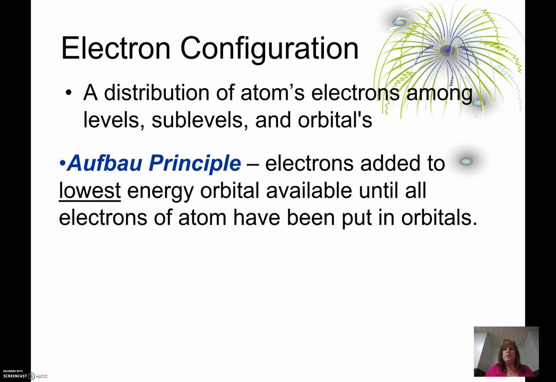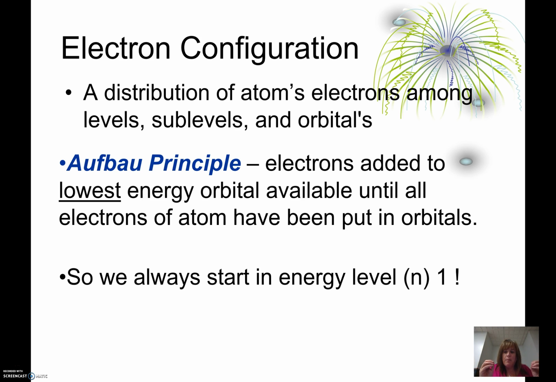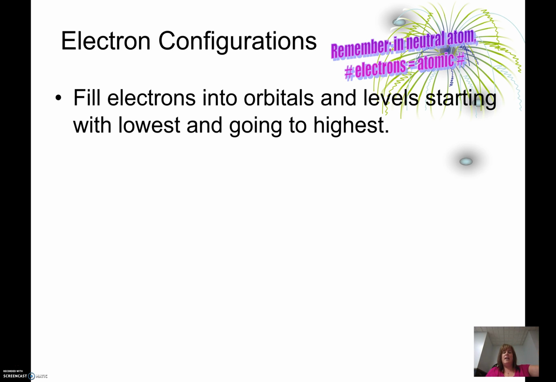Well, we have a principle. It's called Aufbau's principle. And it tells us that electrons are added to the lowest energy level possible, and we fill in there until we run out of electrons. So we start at the bottom, which would be our n equals 1, or that principal quantum number 1, or the lowest energy level. And we start filling upwards. So we start at the bottom and we go up.